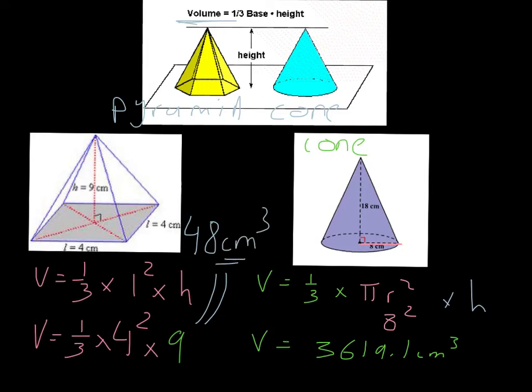But again, very simple. For both the pyramid and the cone, the volume is 1/3 times the area of the base. In this case, we had a square and the other one was a circle, times the height. And if we put that in our calculator, we get the actual correct answer.